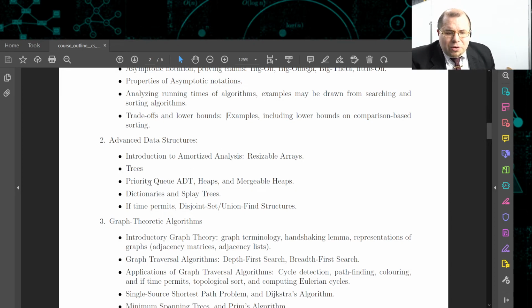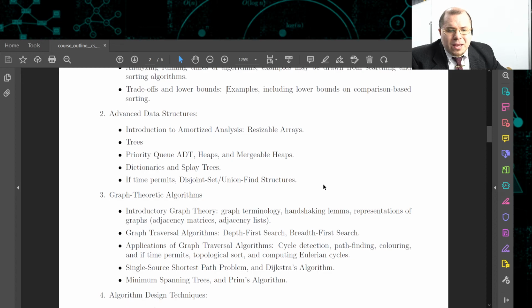Then I'll do a bit of a review on trees, and we'll talk about some priority queues. A priority queue ADT is a generalization of a queue. And we'll talk about heaps. You may have seen some bits about this in 210. For example, you may have seen heap sort. We'll talk about heap sort again in this course, maybe from a different perspective. And we'll talk a little bit more about trees. And if time permits, we might talk about disjoint set data structures.